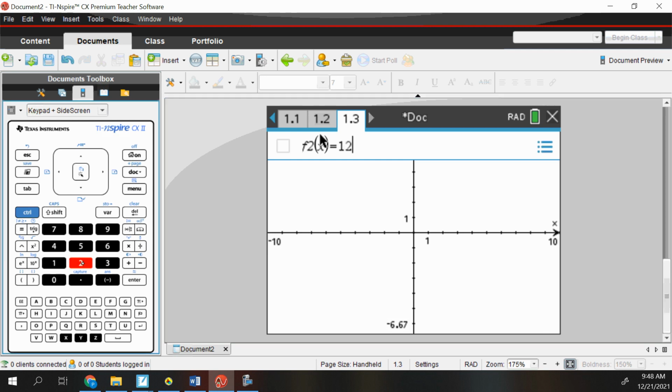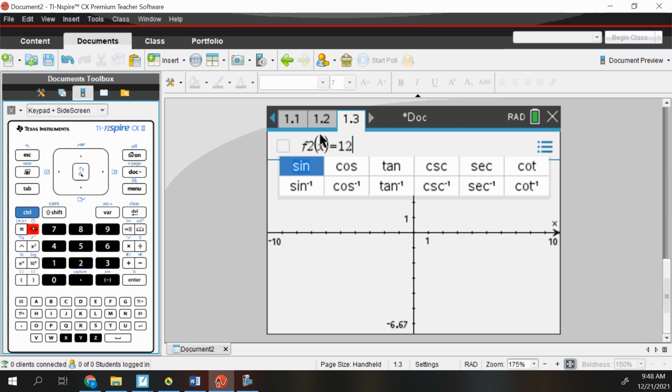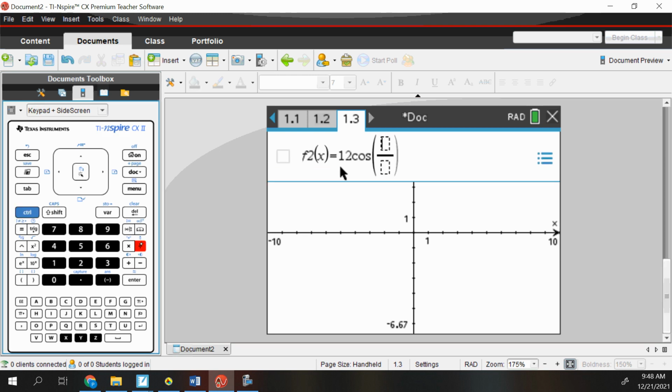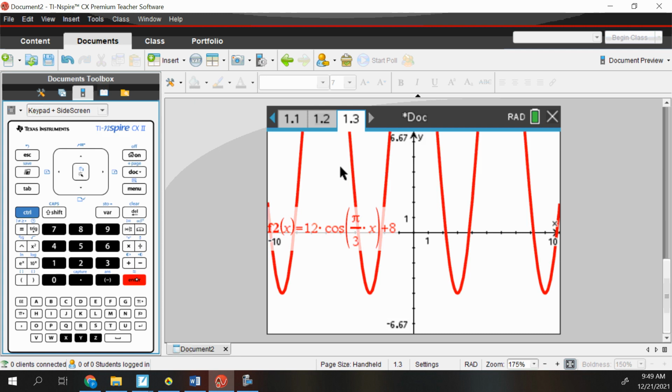So we'll do 12. We'll go to the trig button and hit cos. We need pi over 3 times x. So we'll do control divide to get a fraction. Pi over 3, hit a right arrow to get out of the fraction. We'll put in our x and get out of the parentheses by hitting the right arrow and then plus 8. And this gives us our graph there.